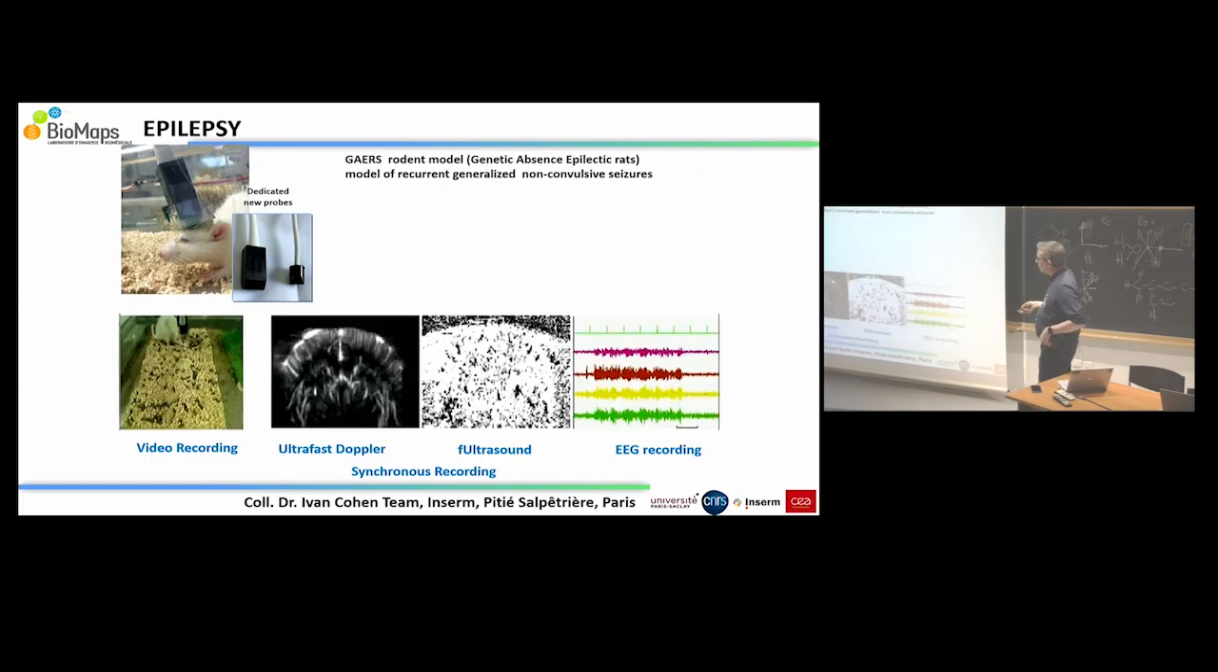And here, this is the second generation of the probe, which is much smaller. And here I will show you an experiment with a Gaertz rodent model, which is a rat that has natural epilepsy. So there is a video recording of the rat. Suddenly he will have convulsions, a seizure due to the pathology. We record the Doppler. We record the correlation between all the Doppler in order to see the activation, and we record also the EEG recording. And every point here, you will have an ultrasound image every 3 seconds during the experiment.